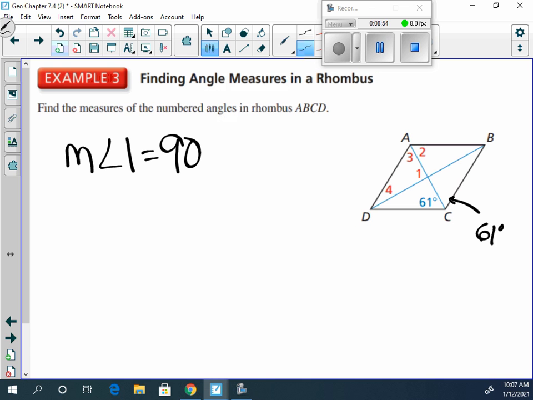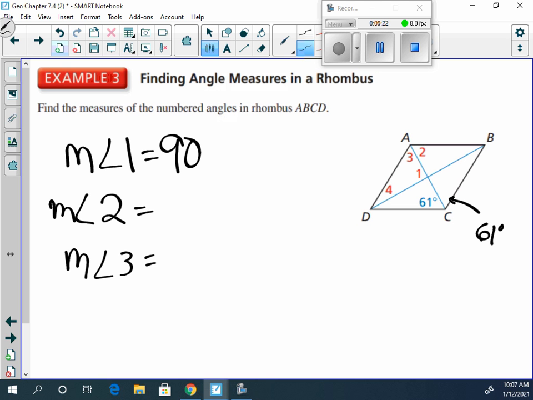Well, using that same thing, that means the measure of angle 2 and the measure of angle 3 are going to be what? Yeah, they'll be equal to 61 degrees. They're going to be equal, yes, because that diagonal cut it in half. Just like the 61 and 61, it cut it in half. They're the same.